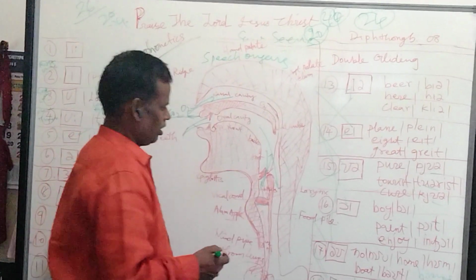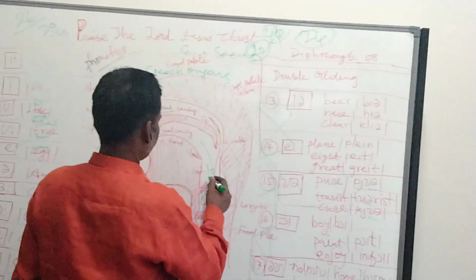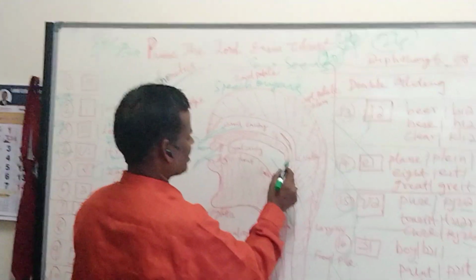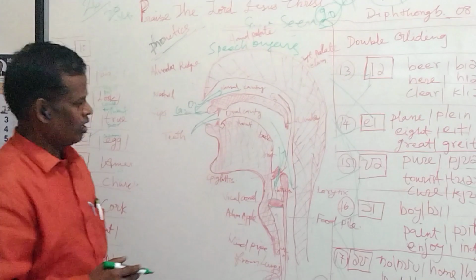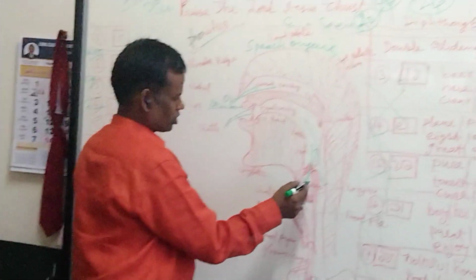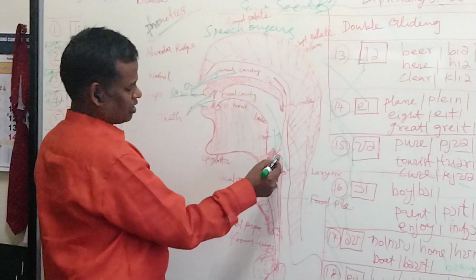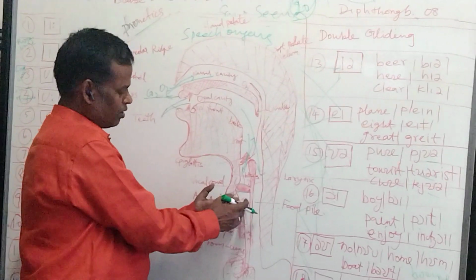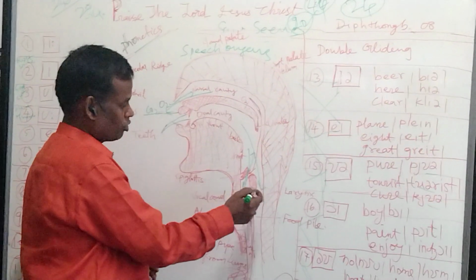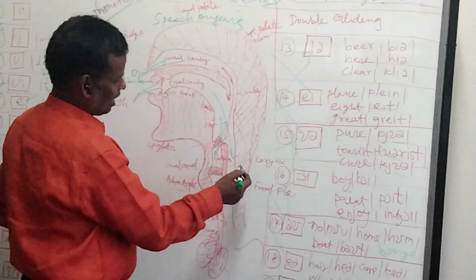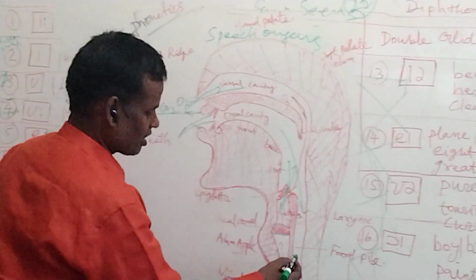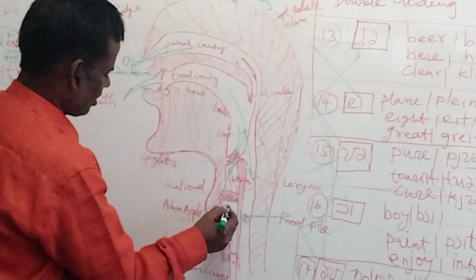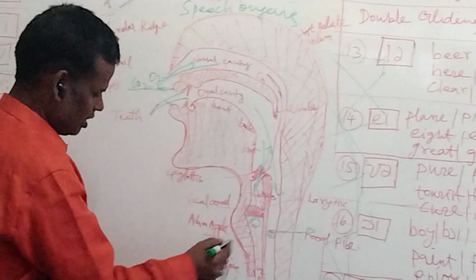What is this passage known as? It is called glottis. The tissues between the windpipe and the food pipe are known as the larynx. This is called the food pipe. This is the air pipe or windpipe.